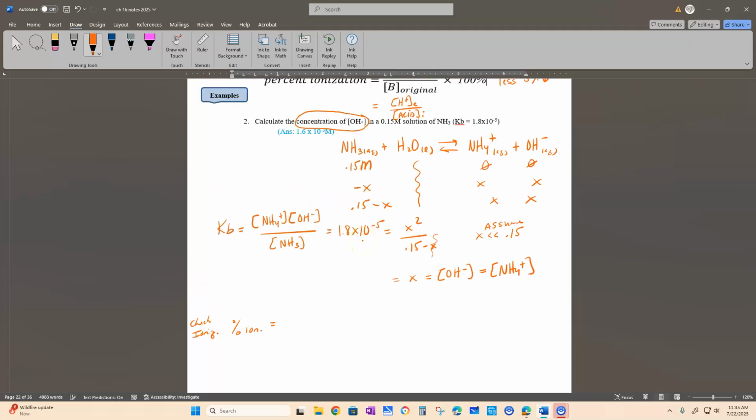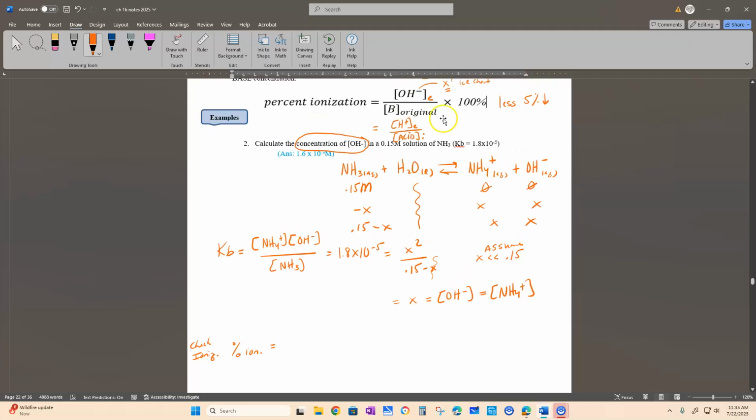So remember, when you're setting up this equation, the OH at equilibrium, whatever that OH may be, over the initial base. Well, you can't put the word base, you have to actually put who the base is, times 100. So finish it up. If you do it right, you should get 1.6 times 10 to the negative 3. See you on the next one.